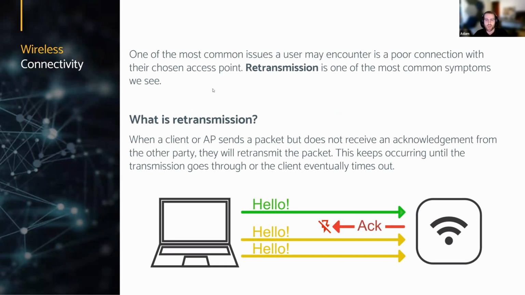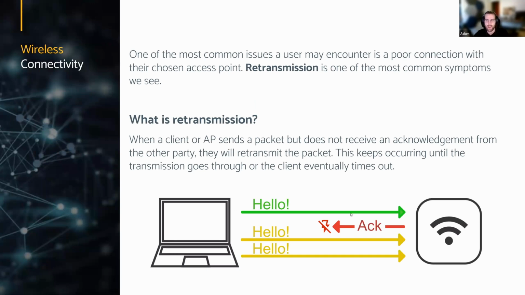Retransmission is one of the most common symptoms we see related to this. But what is retransmission? That's kind of a weird word. Well, retransmission is when a client or AP sends a packet, but does not receive the acknowledgement from the other party. This is going to keep happening. They're going to keep retransmitting until that packet either goes through or they time out and the device gives up, and the user gets back that message saying, sorry, it's not working.